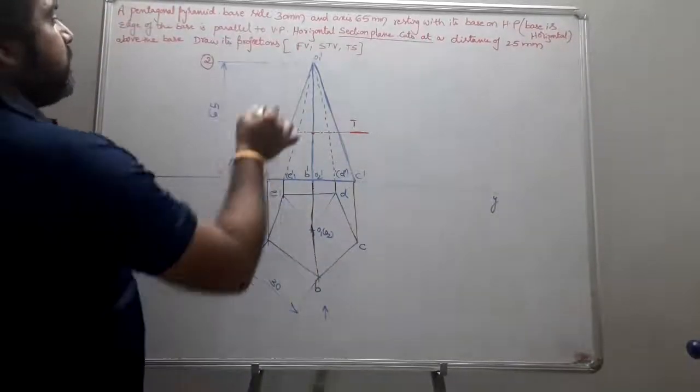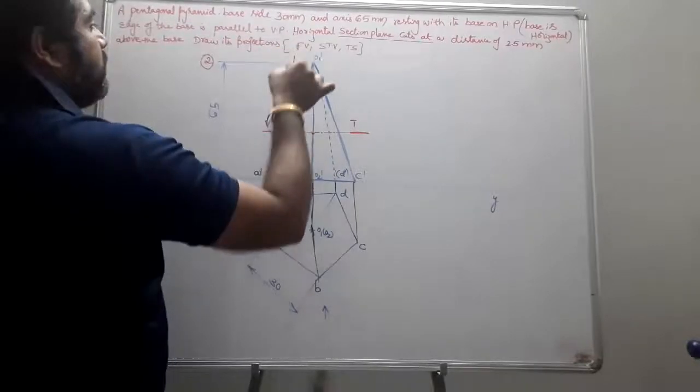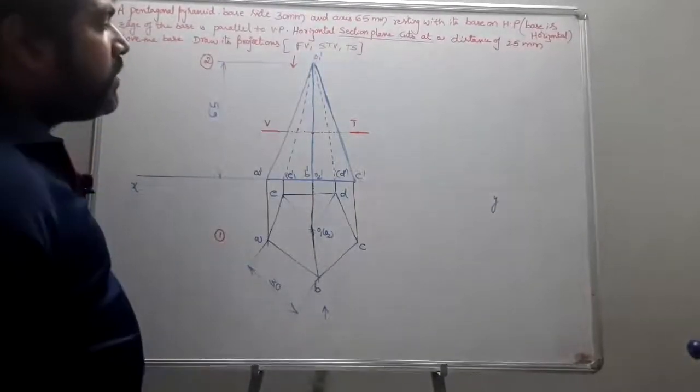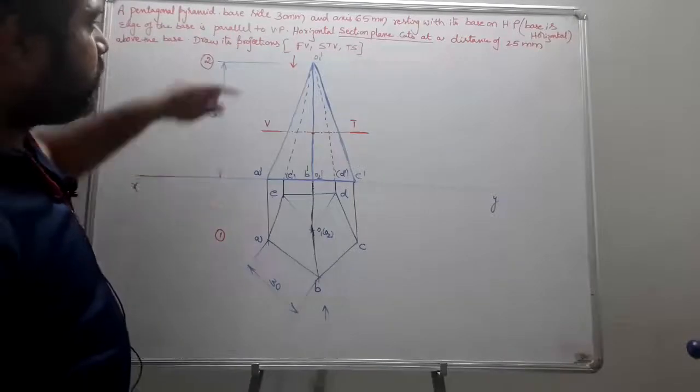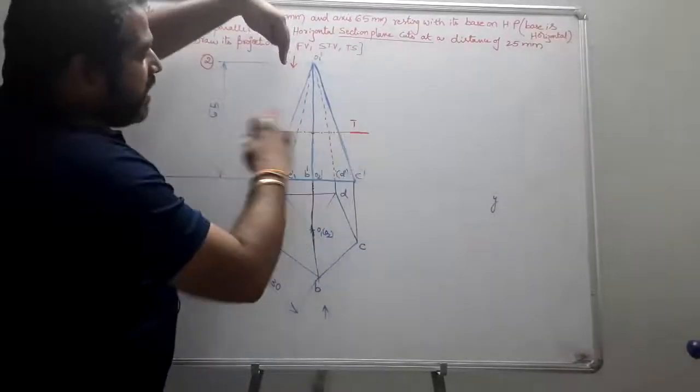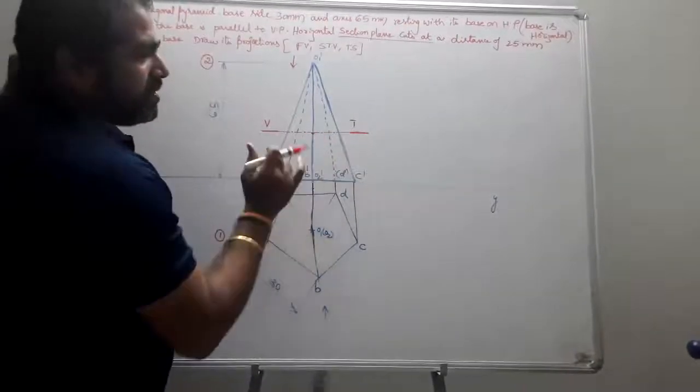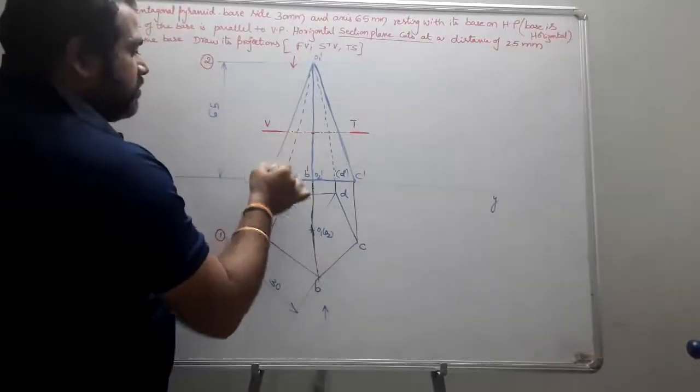When the observer is looking from the top, which portion is to be removed and which is retained? The portion between the observer and the cutting plane is to be removed, and the bottom portion is retained. So that means this was going to be retained.